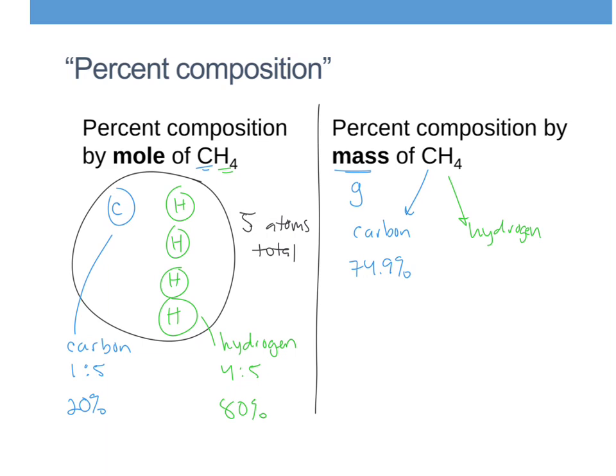Right, so hydrogen makes up 25.1% of the mass of the molecule, right? And so these are opposites, right? So in the percent composition by mole, hydrogen makes up most of it. But if you look at by mass, carbon makes up most of it.